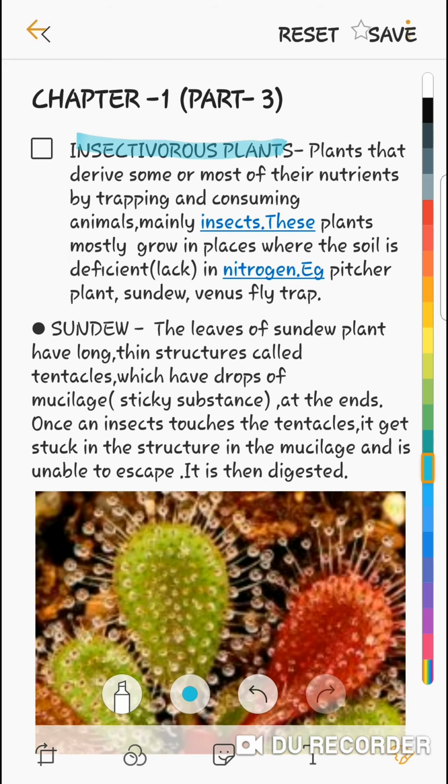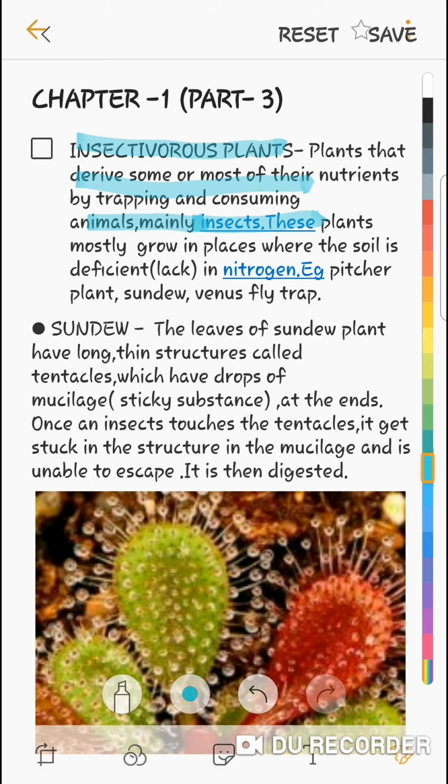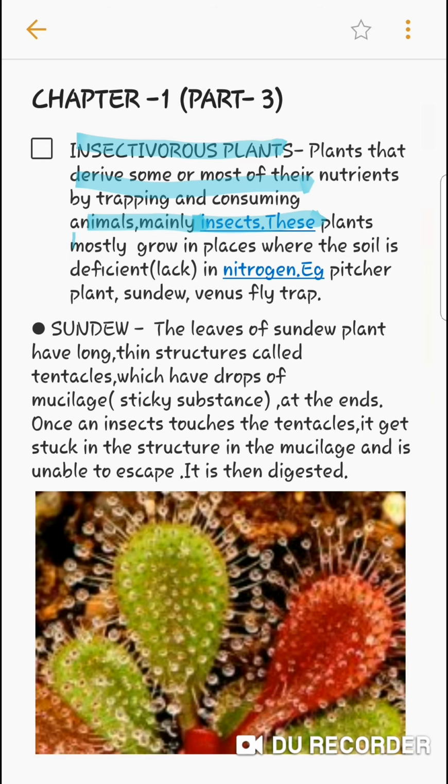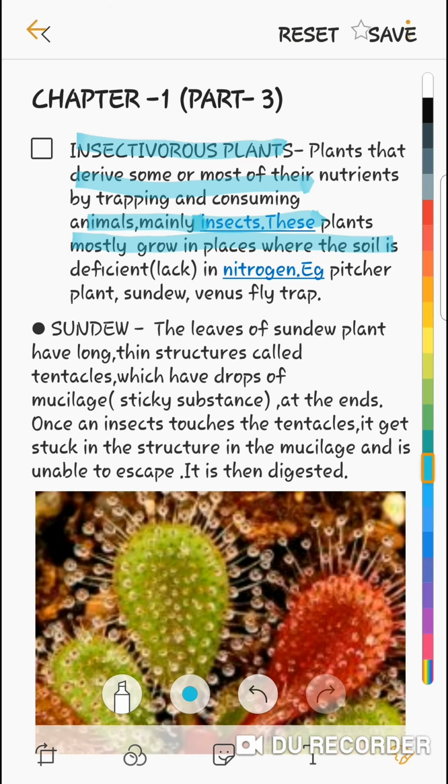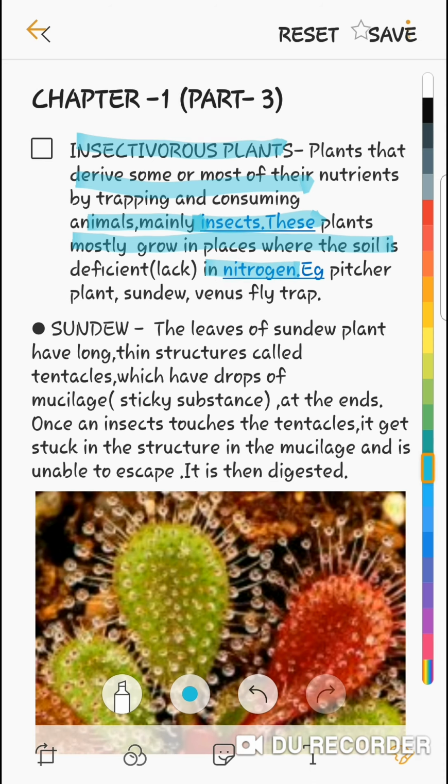Insectivorous plants take some or most of their nutrients by trapping and consuming animals, mainly insects. These plants mostly grow in places where the soil is lacking nitrogen. Examples: pitcher plant, sundew, Venus flytrap.